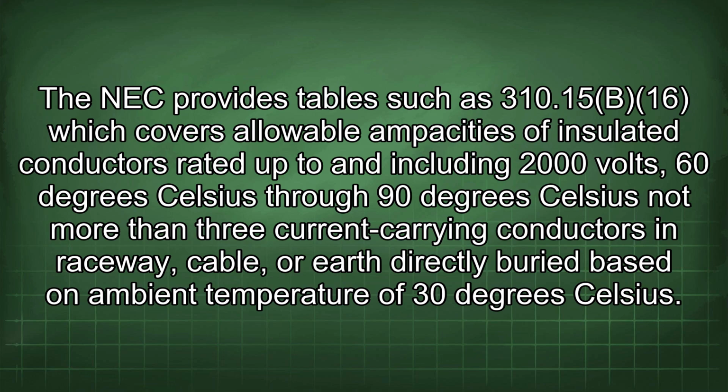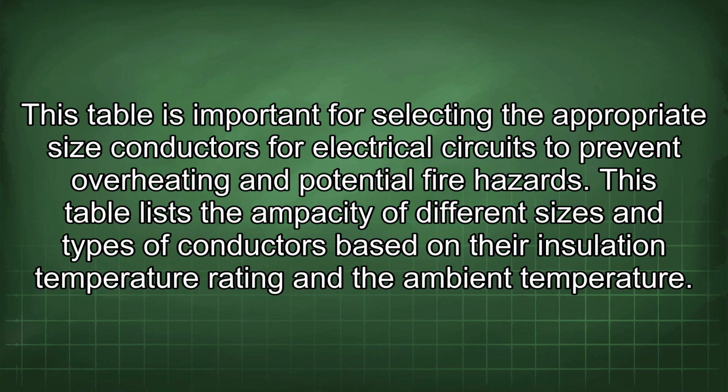310.15(B)(16), which covers allowable ampacities of insulated conductors rated up to and including 2000 volts, 60 degrees Celsius through 90 degrees Celsius, not more than 3 current-carrying conductors in raceway, cable, or earth directly buried, based on an ambient temperature of 30 degrees Celsius. This table is important for selecting the appropriate size conductors for electrical circuits to prevent overheating and potential fire hazards. This table lists the ampacity of different sizes and types of conductors based on their insulation temperature rating and the ambient temperature.